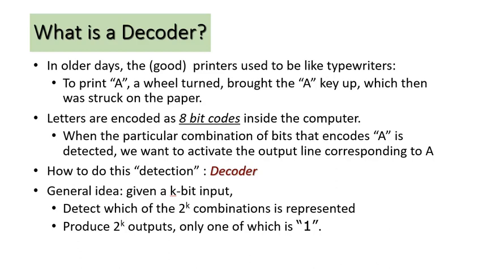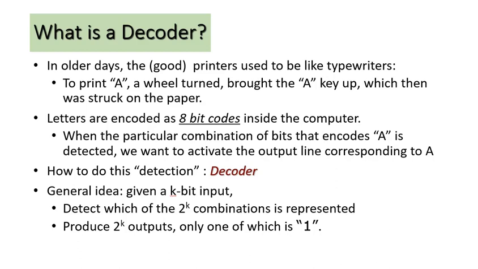In olden days, printers were used like the typewriters, and if you wanted to print an alphabet A, the wheel turned, brought the A key up, which then was struck on the paper. Whereas these days, if you want to print a letter or an alphabet, the letter is encoded as 8-bit codes inside the computer, and when a particular combination of bits that encodes A is detected, we would want to activate the output line corresponding to that alphabet A. So to do this detection, we make use of the decoder.